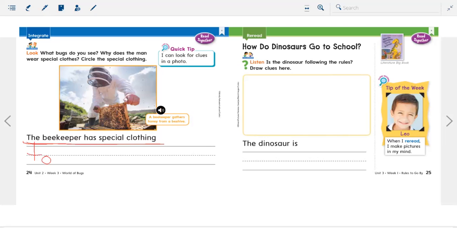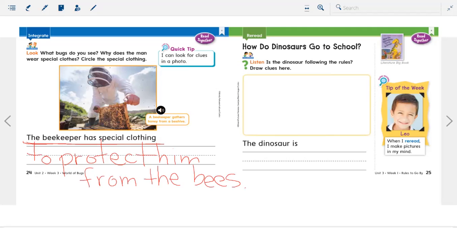So you're going to write to protect him, and I'm running out of room, from the, you should know that word, bees. So that is why the beekeeper has this special clothing, so he doesn't get stung.